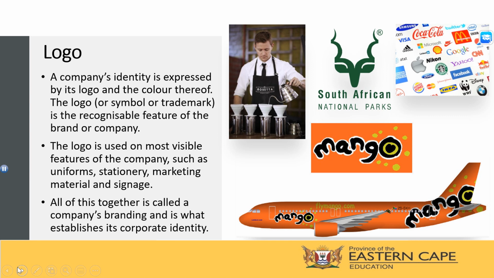The logo is used on most visible features of the company. It's used on the uniforms of the staff. It's used on stationery. It's used on signage, and also in all marketing material. All of this together is called a company's branding. So a company brands itself in a certain manner and thereby establishes its corporate identity.